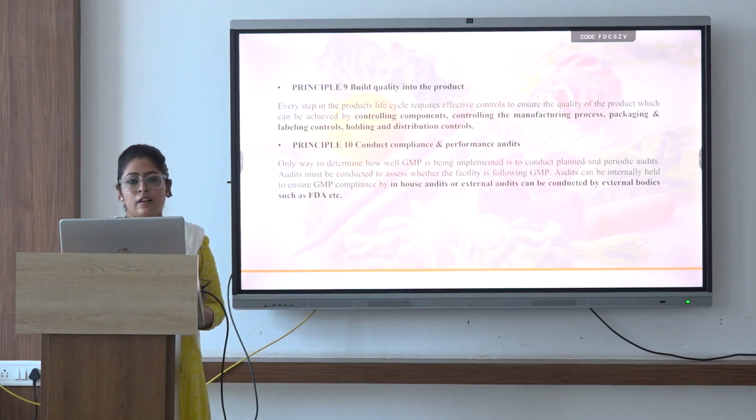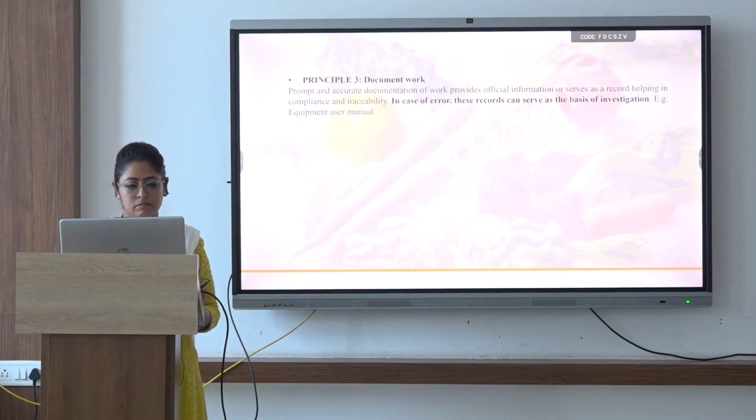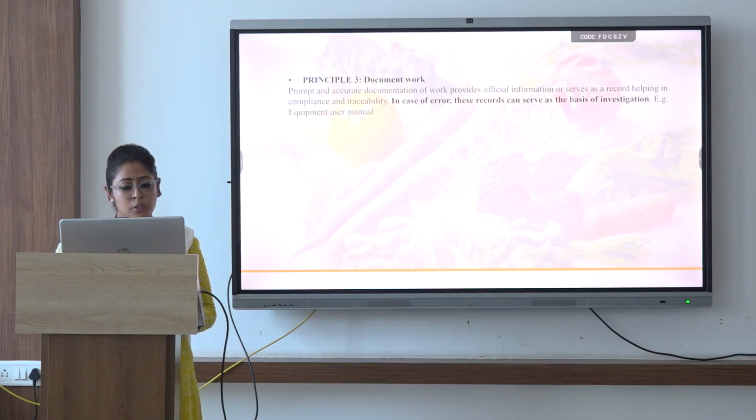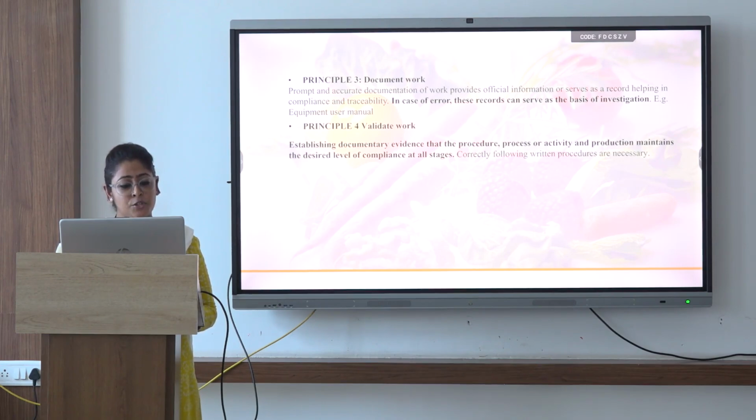So these are the total 10 principles of GMP, and just to recapitulate, you need to start with SOPs, you need to write everything down. Then after writing everything down, you should follow, and following means executing whatever is written. Then you need to document your work, maintain records, and validate whether whatever you are doing is correct or not.